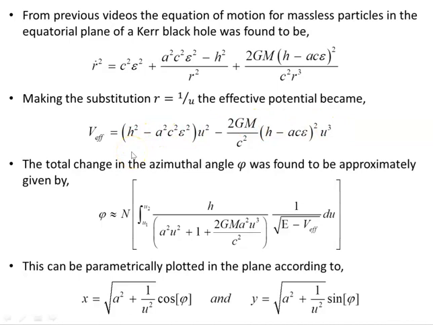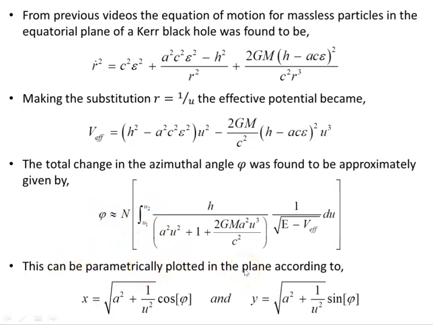Next, if we're going to plot the particle in the horizontal equatorial plane, then we want to find the total change in the azimuthal angle phi, and we found that to be given by this approximation between 2 points U1 and U2. U1 is far out, U2, sorry, is close in, and we wanted this total change of angle. Then the final step was to parametrically plot this.